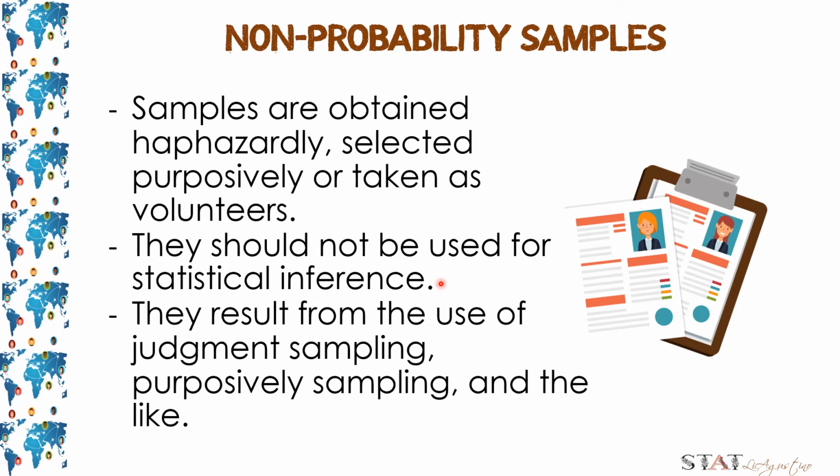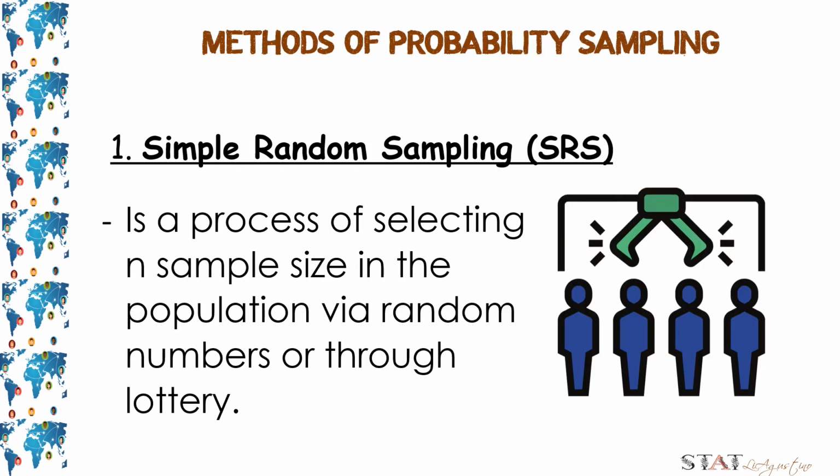So again, non-probability samples should not be used for statistical inference or for making generalizations about your populations. You will only be talking about your samples and not the population. They result from the use of judgment sampling, purposive sampling, and the like. So we will talk about the different non-probability sampling methods later. Now, let's talk about the methods of probability sampling.